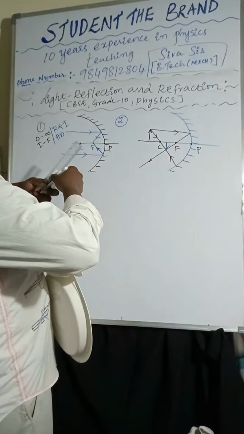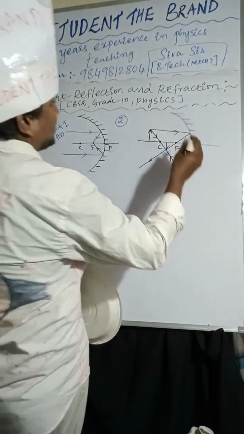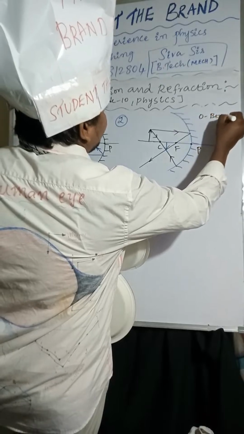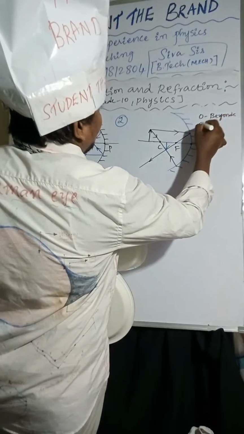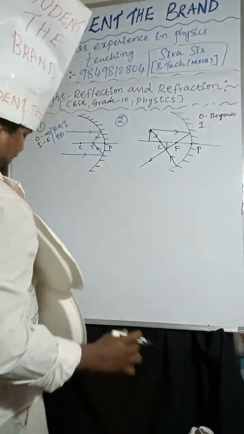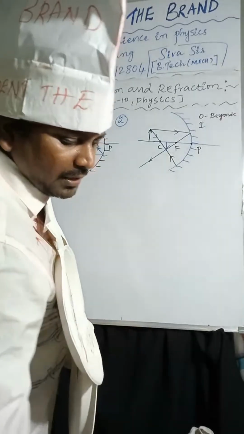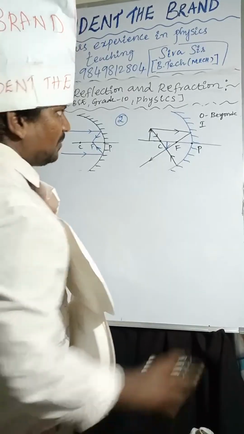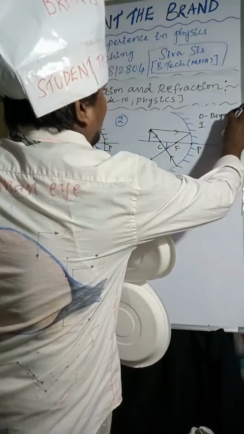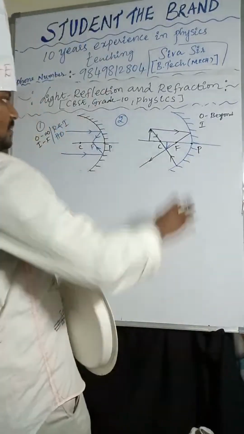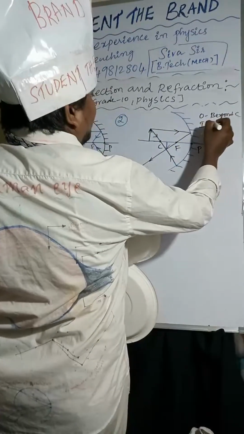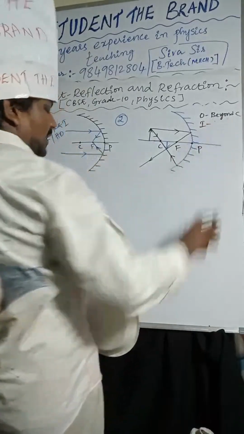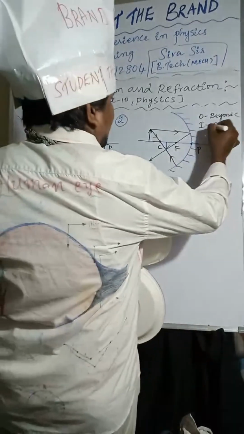The object is placed beyond the center of curvature, beyond C. So here, the image will form between C and F.